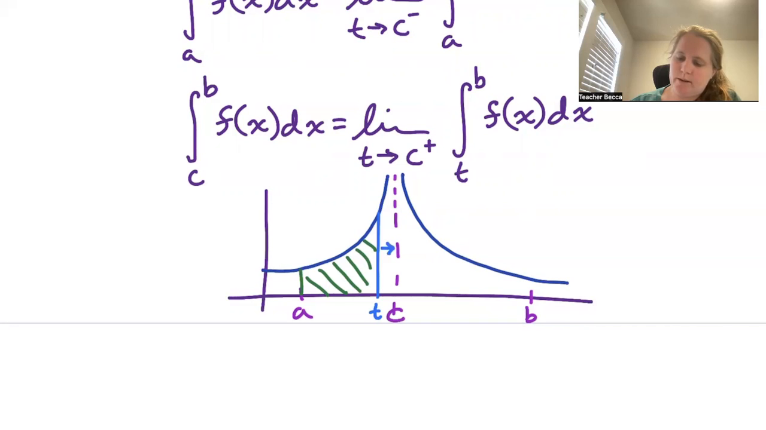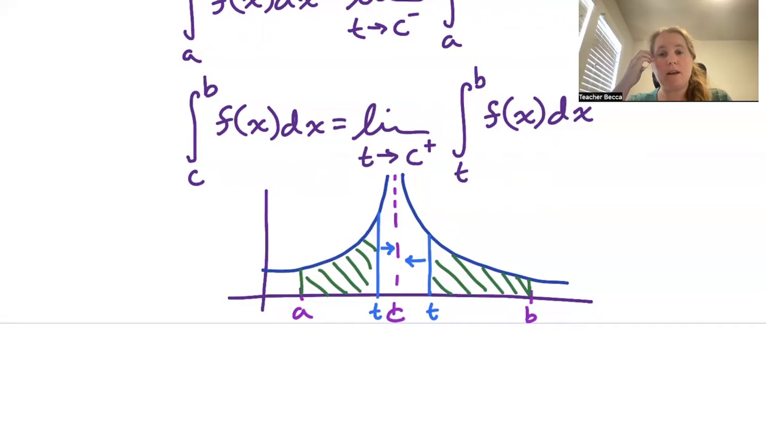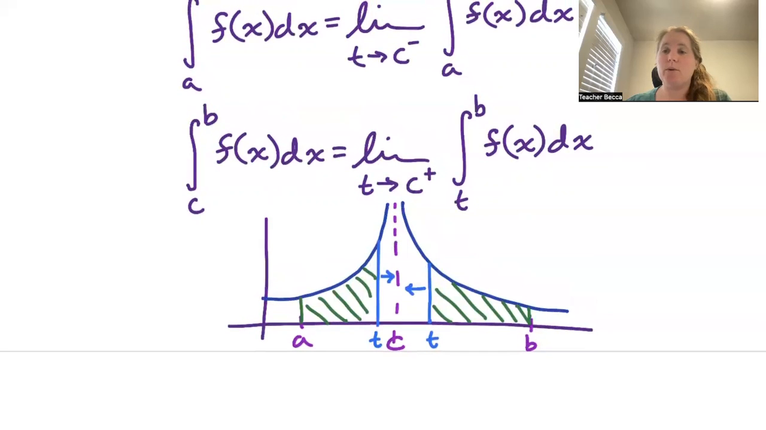Similarly, we pick some t on the right, and we take that definite integral from t to b. And then again, we just push that bound closer and closer to c coming from the right. And eventually it should give us our improper integral from a to b once we put it all together. So in the next video, we will go ahead and look at some examples.